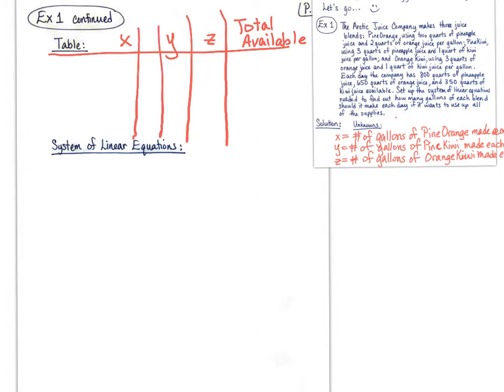So what we have to figure out whenever we're figuring out our rows, remember the X, Y, and Z are blends, right? So what should the rows be made up of? Yes. The different kinds of juices. Excellent. So we're going to have pineapple juice, orange juice, and then kiwi juice.